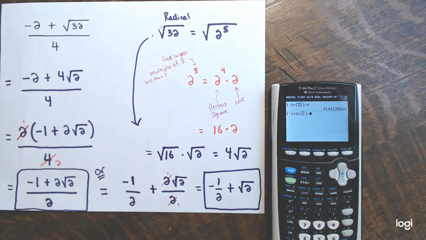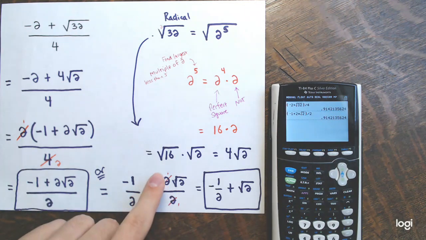That's all in the numerator, divided by, and then the denominator has just the number 2 in it. And look at this, it's the same number, 0.91421355624. Wonderful. Or if you wanted, divide each term in the numerator by 2.